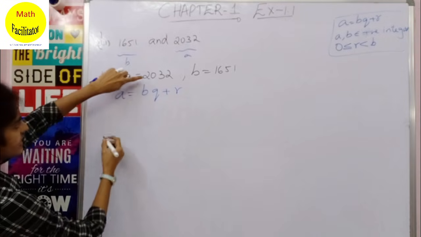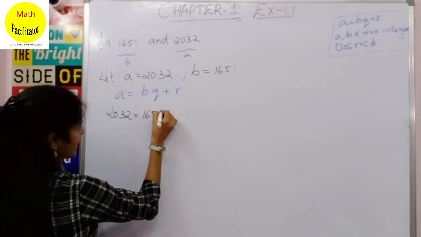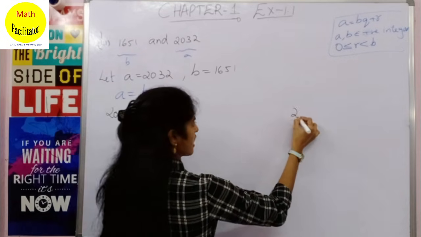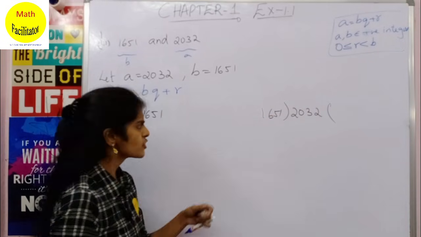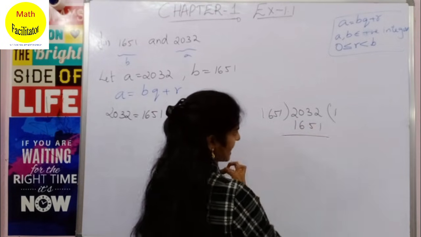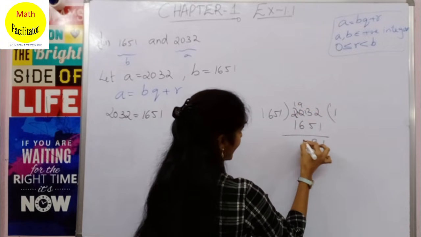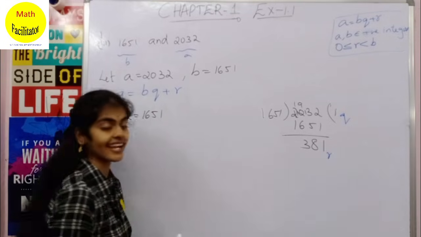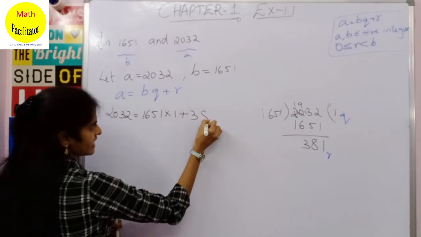What is A? A is 2032. B is 1651. Now what is Q? What is the remainder? You don't know, you have to divide it. So 2032 divided by 1651. You can see only one time it will go. Ones are 1651. So subtracting, 2 minus 1 is 1, here you have to borrow. The quotient is 1, the remainder is 381. So quotient is 1 plus remainder is 381.